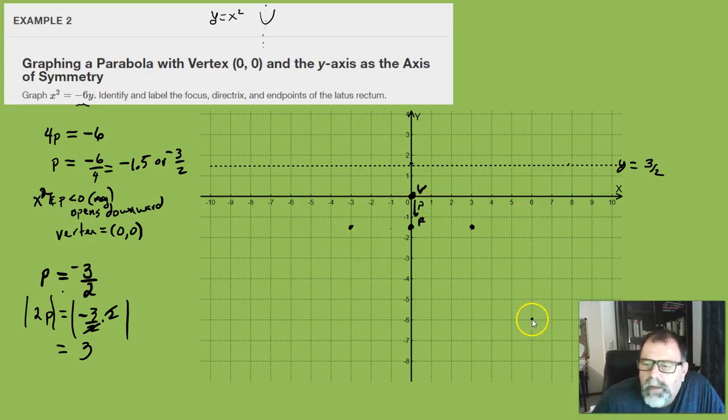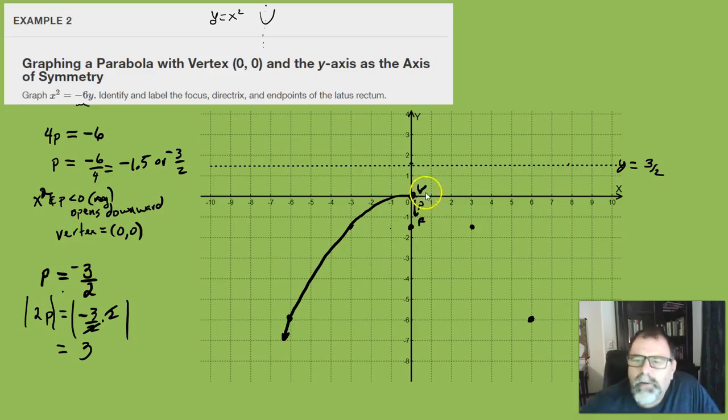See, it's opening down, so I'm going to go down 6. And then do the mirror image. 6, 6. And then connect those 5 dots. The vertex, the latus rectum endpoints, and then those 2 additional points. Now, the book doesn't have you do those additional points. I like you to do those additional points. Just makes the curve a little better.